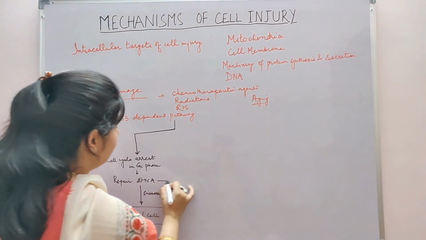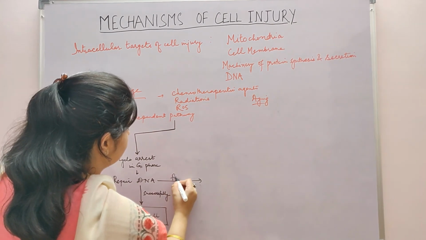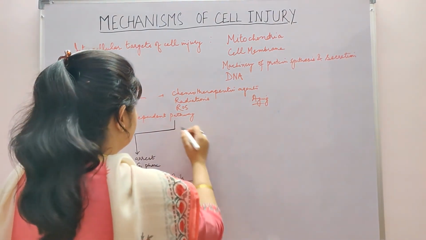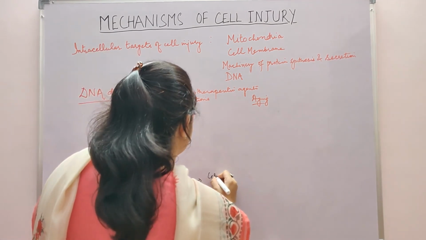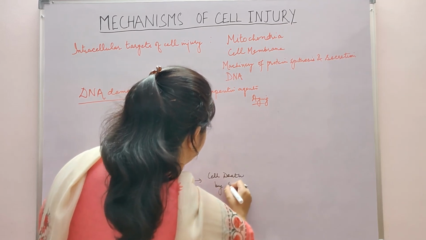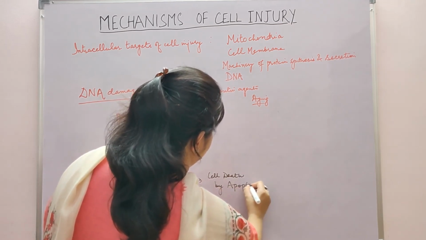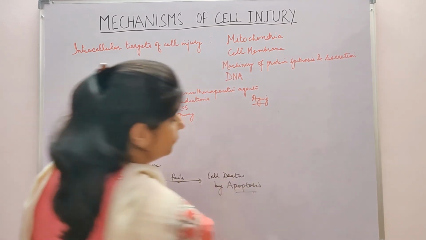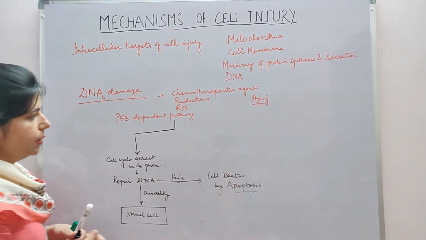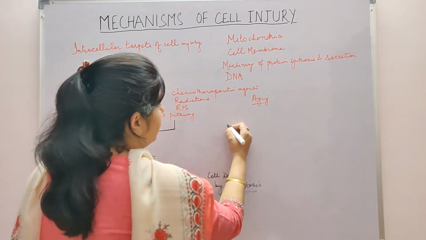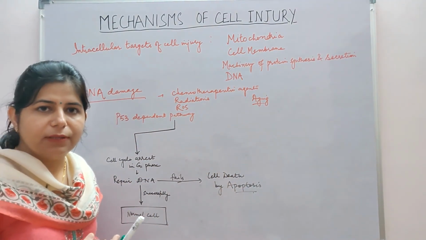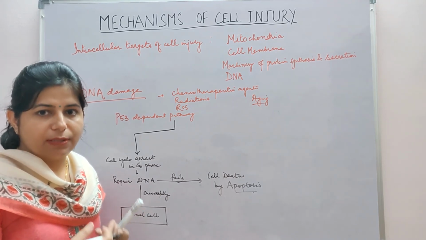Now when DNA repair fails, p53 triggers cell death by apoptosis, by the mitochondrial pathway of apoptosis. So here the cell chooses to die instead of surviving with defective or damaged DNA.